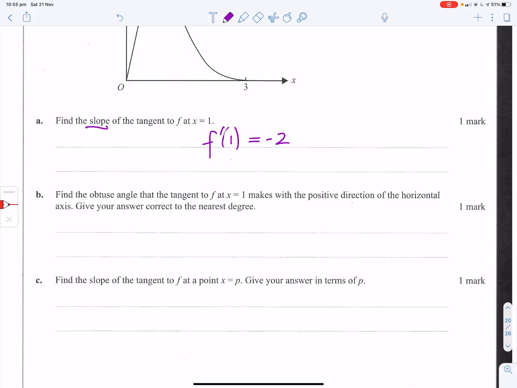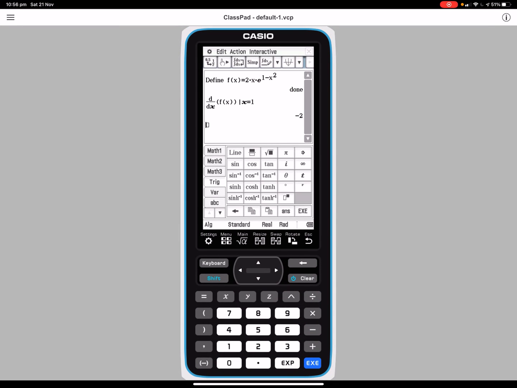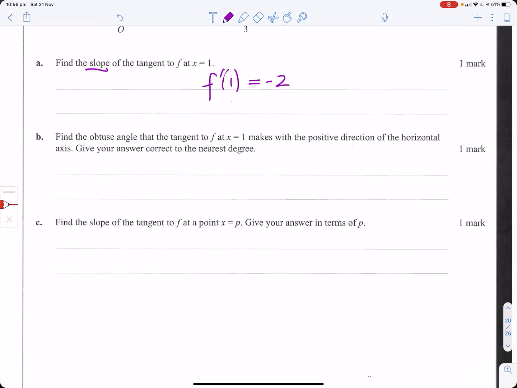Find the obtuse angle that the tangent at x equals 1 makes with the positive direction of the horizontal axis. So we know the gradient is -2. So tan, make sure your calculator is in degrees, tan inverse of -2. Okay, so that's our angle, but you want to find the obtuse angle, so it's 180 minus that. 116.565, 117 degrees.